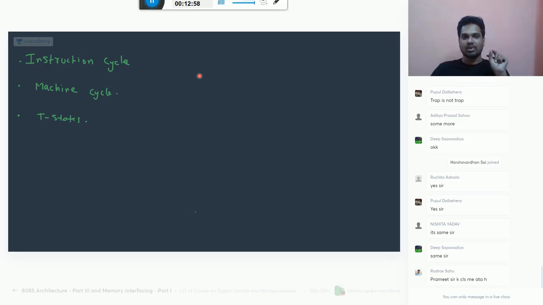Instruction cycle is the time required to complete one instruction. What is the meaning of instruction cycle? It is the time required to complete one instruction.